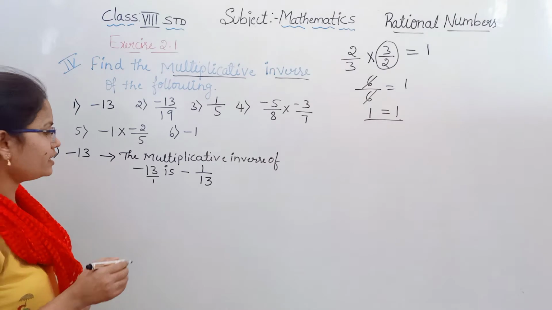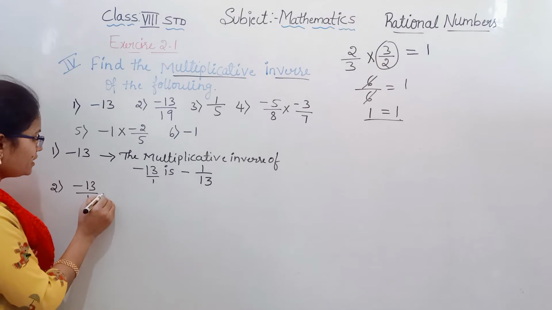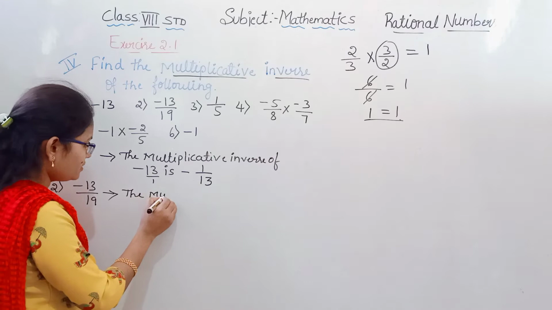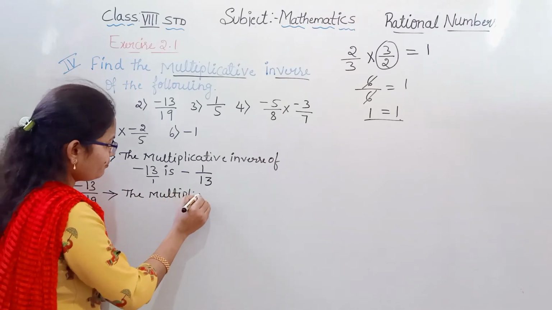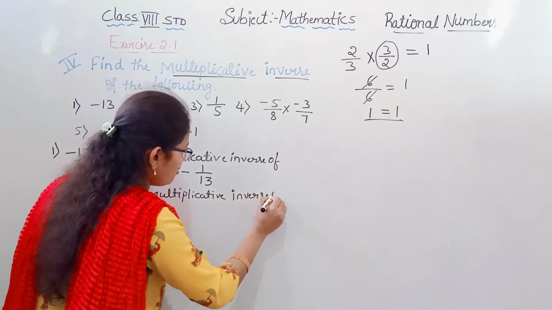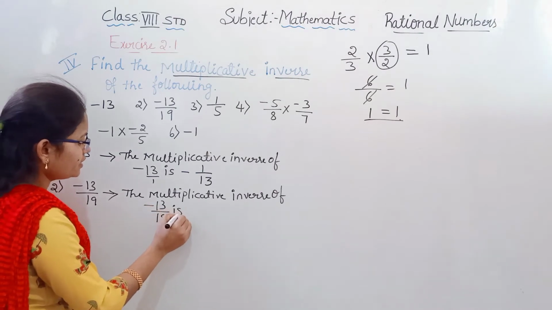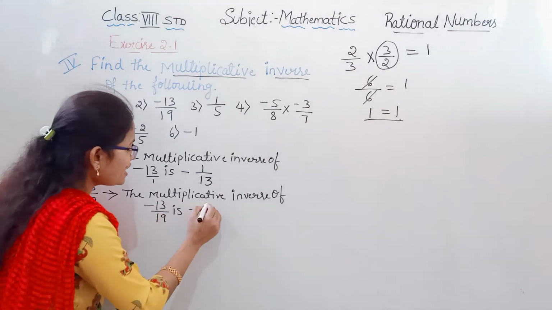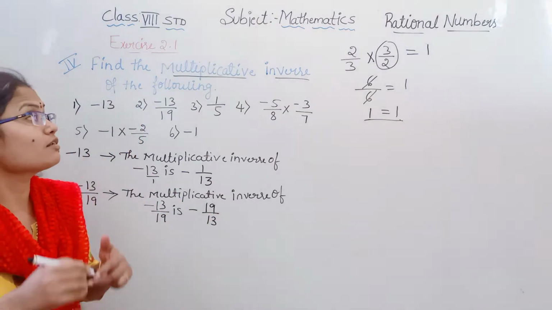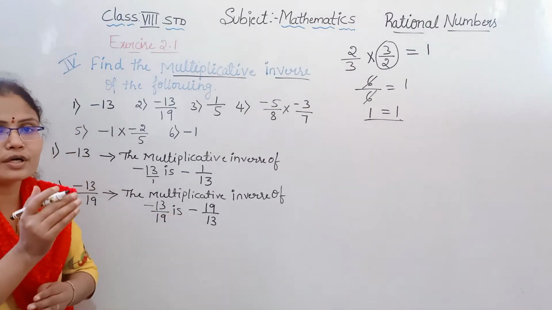Next problem, minus 13 by 19. For this, what is the multiplicative inverse? Can you guess? Yes. The multiplicative inverse of minus 13 by 19 is minus, we have to take as it is, 19 by 13. The sign will interchange in additive inverse, not in multiplicative inverse. You should not get confused. In a multiplicative inverse, only the numbers are interchanging.